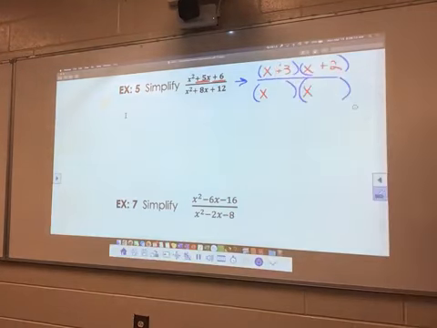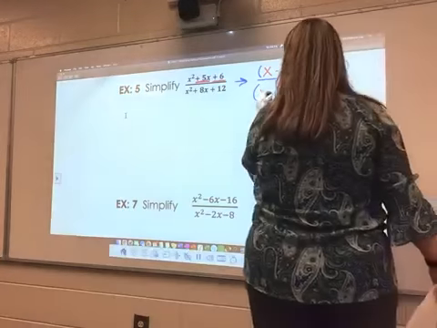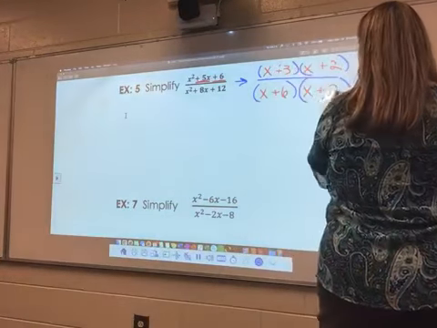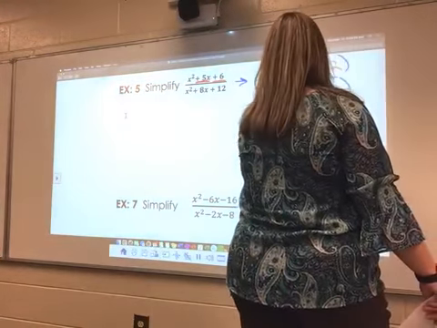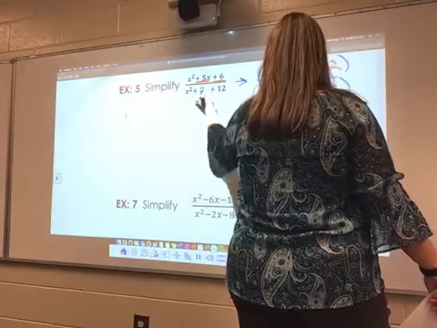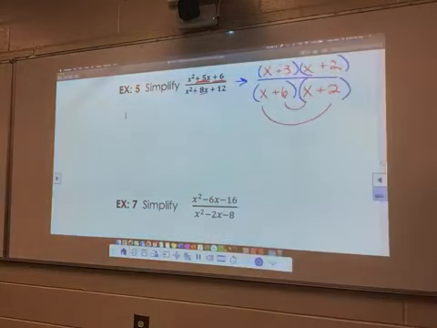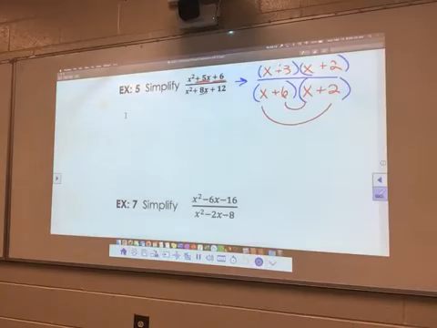Okay. What do you think about 8 and 12? 2 and 6? Yep. They're all positive? Yep. So I have a 6x here and a 2x. That does give me my 8x. And then if I take x times positive 2, I do get a positive 12. So I know I'm good there.